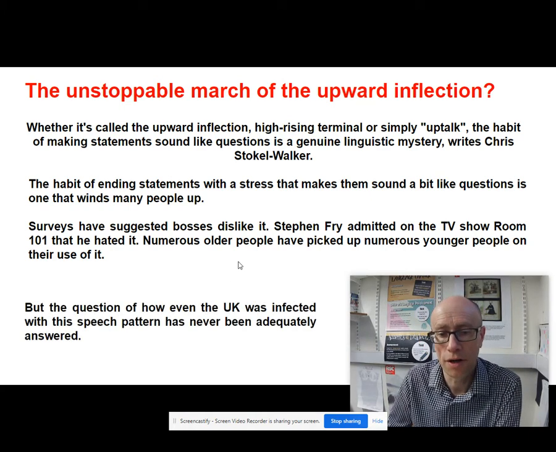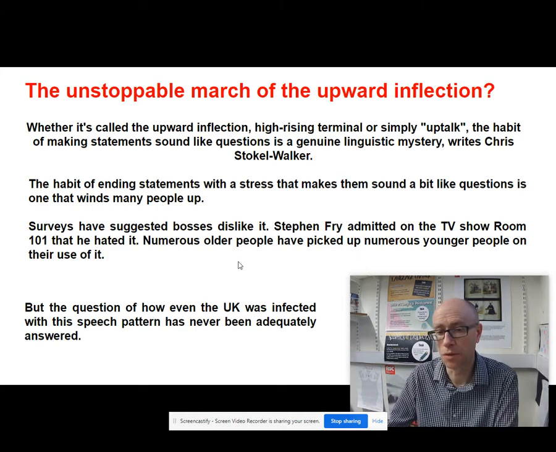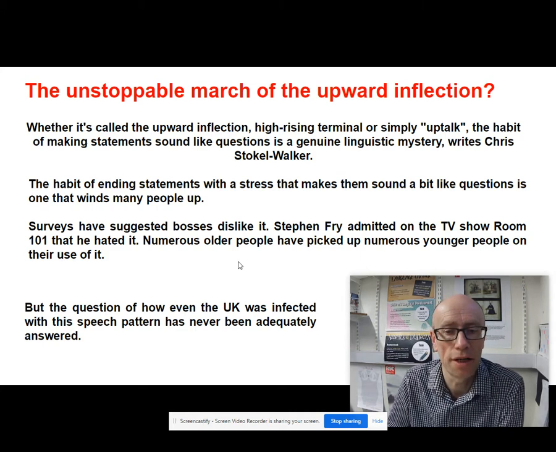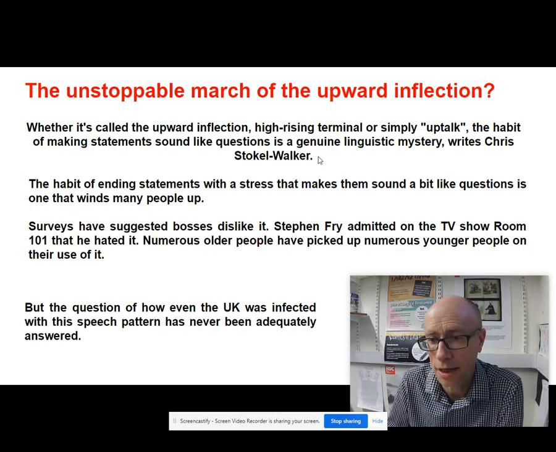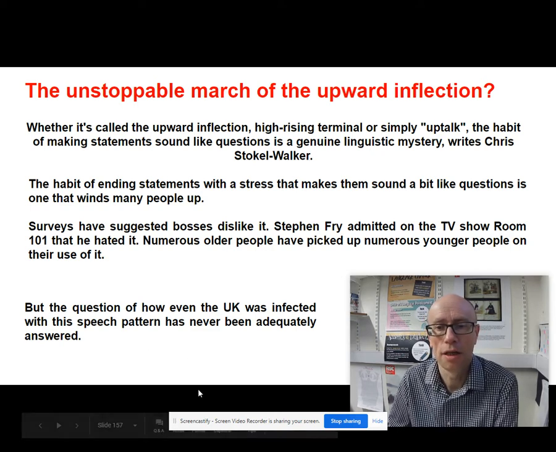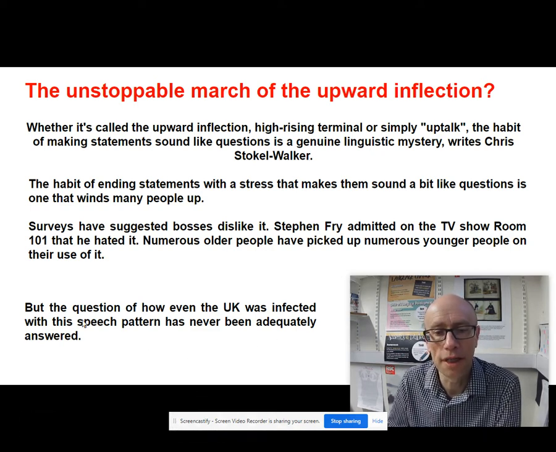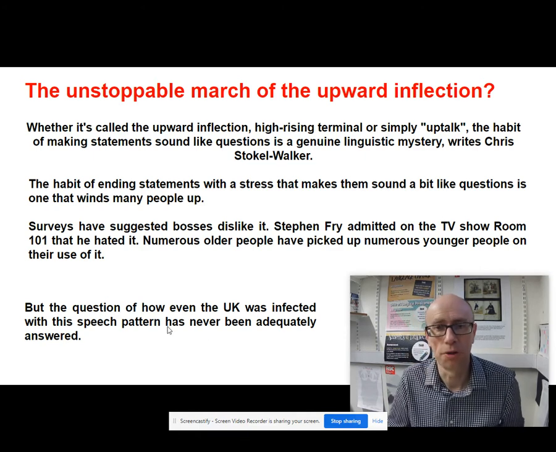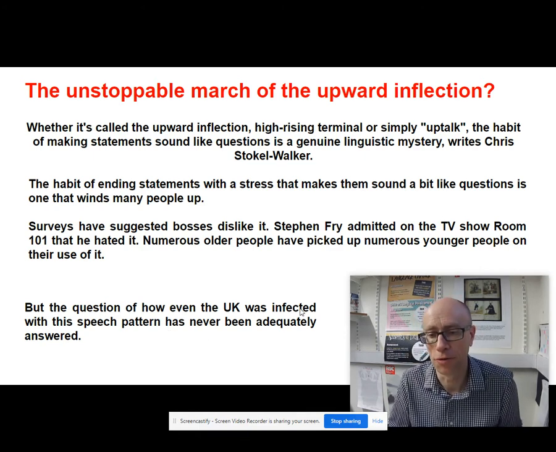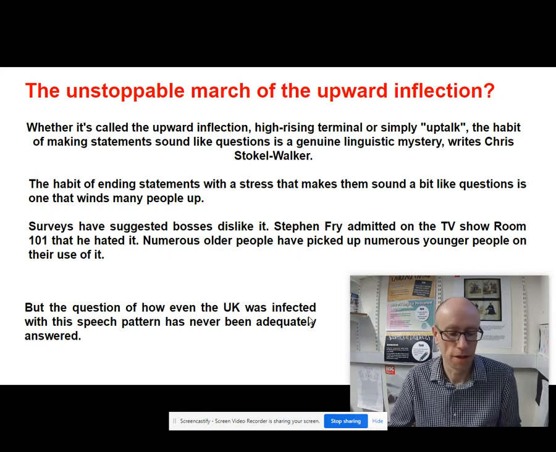But the question of how even the UK was infected with this speech pattern has never been adequately answered. So this links back to the idea of the genuine linguistic mystery. What word in there grabs your attention? Well, it may be this passive voice use of infected.